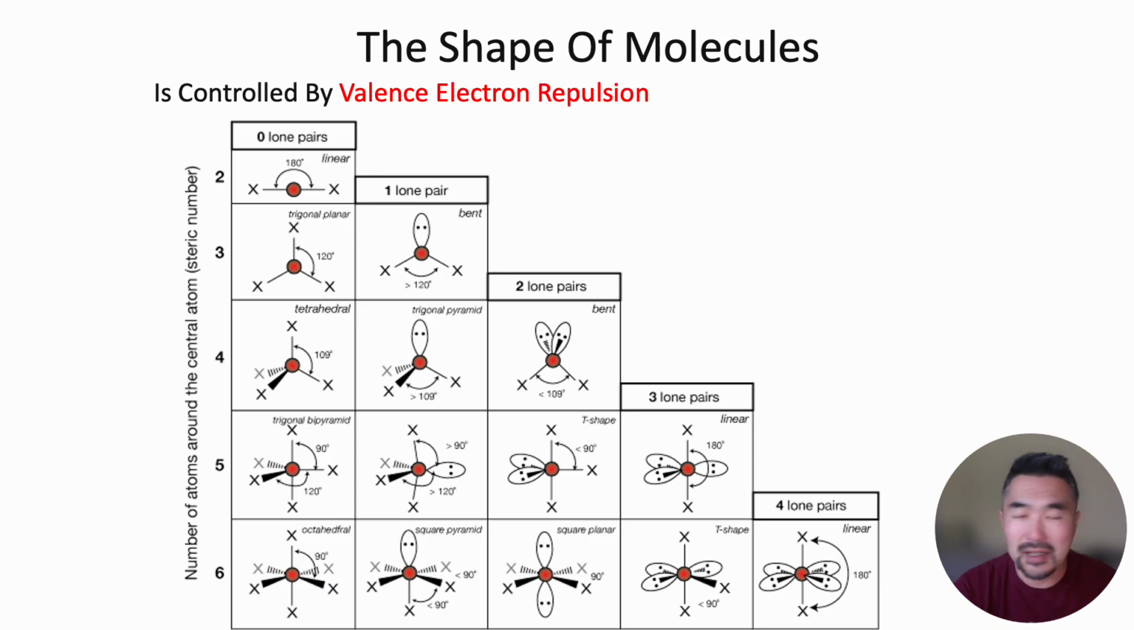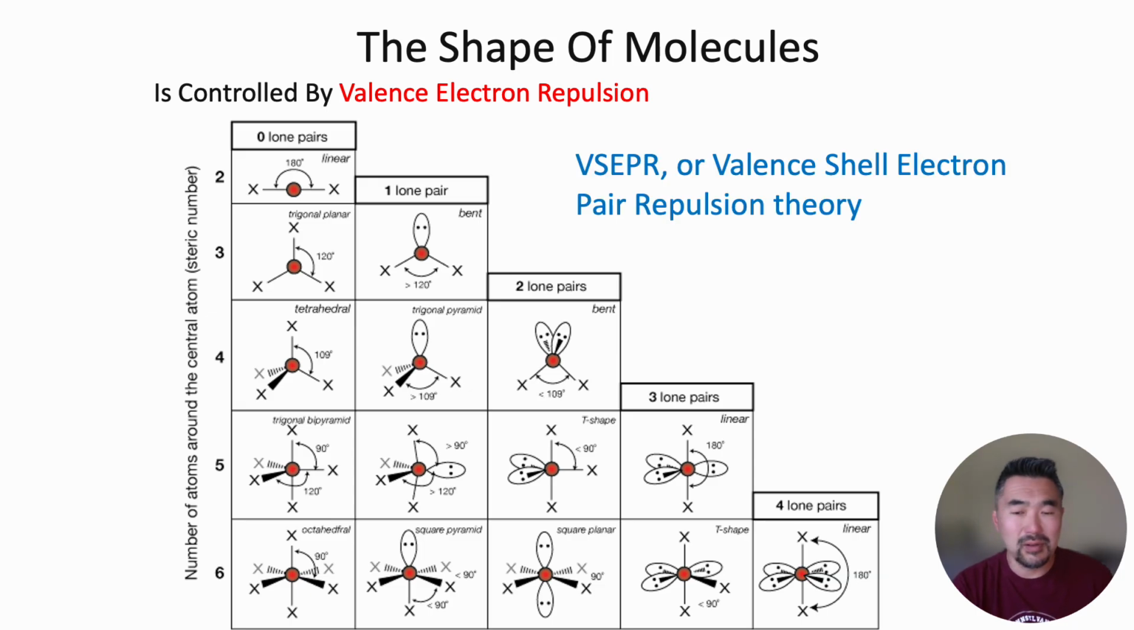So how is it determined? It's controlled by valence electron repulsion. You might remember hearing this phrase, VSEPR theory, or valence shell electron pair repulsion theory, in general chemistry. We don't necessarily have time to go over every part of this VSEPR theory table, but if this looks foreign or you feel uncomfortable with it, you might want to spend some time reviewing VSEPR theory material from general chemistry.